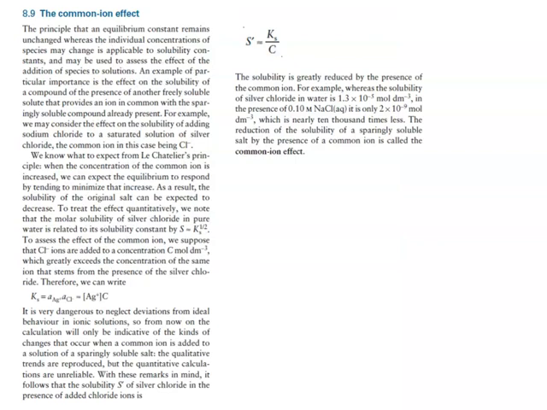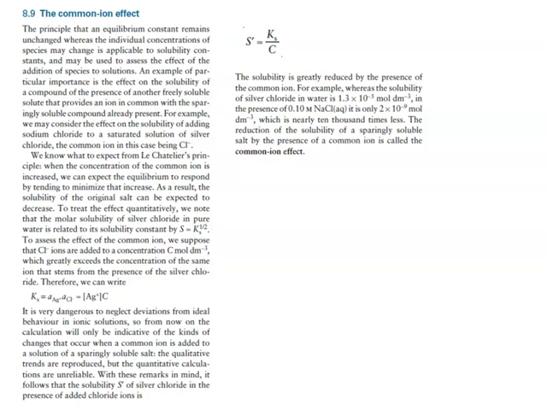So, finally, the common ion effect. The principle that an equilibrium constant remains unchanged, whereas the individual concentrations of species may change, is applicable to solubility constants and may be used to assess the effect of the addition of species to solutions. An example of particular importance is the effect on the solubility of a compound of the presence of another freely soluble solute that provides an ion in common with a sparingly soluble compound already present.